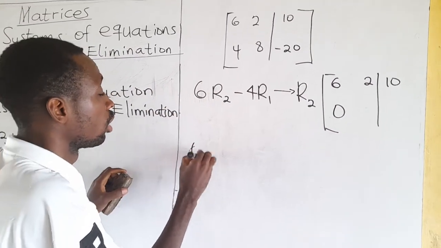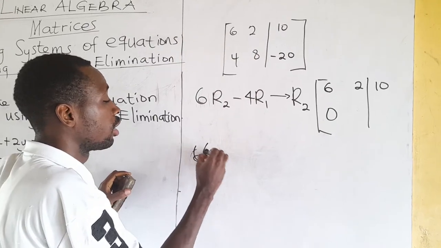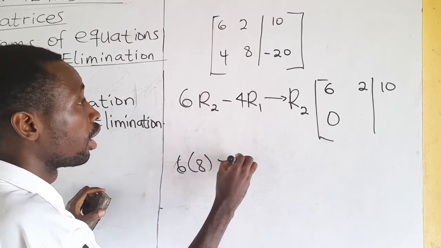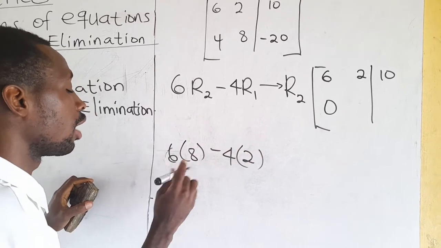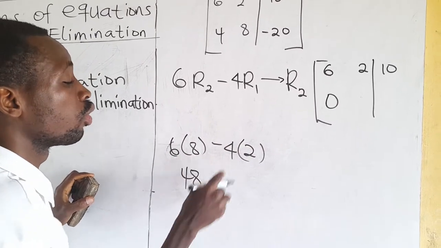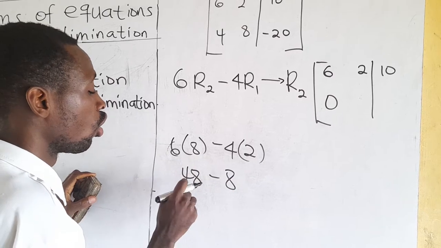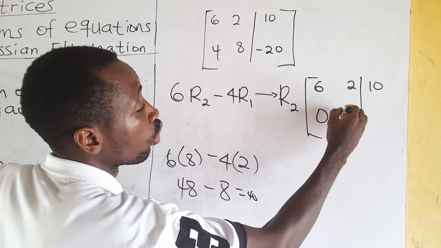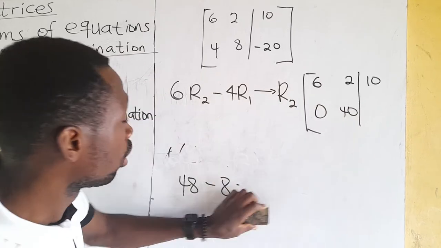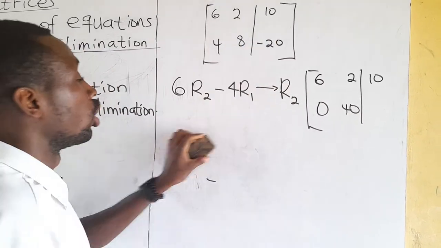The next one, 6 times 8, then minus 4 times the 2. 6 times 8, 48. 4 times 2, 8. 48 minus 8 is 40. Then you write a 40 here. Then we do it for this one too.